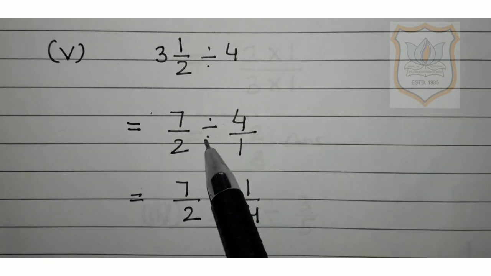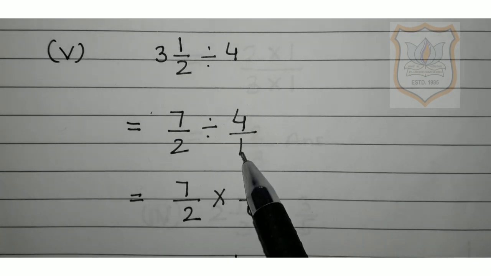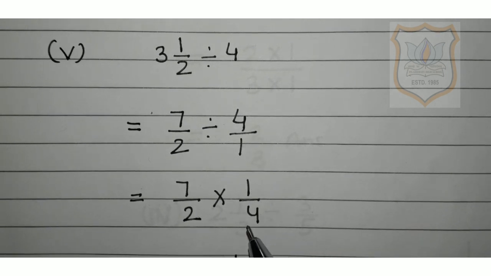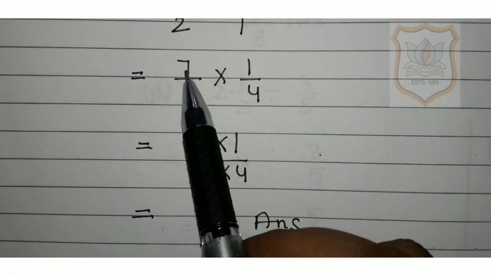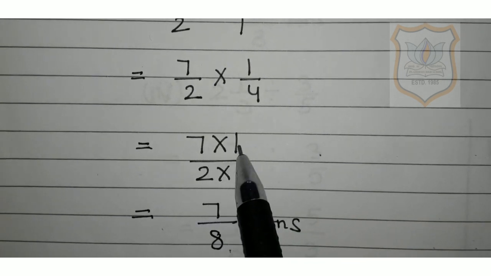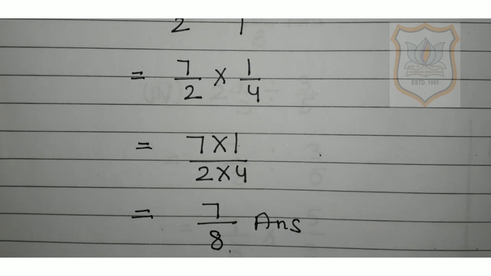Now I will convert this division into multiplication and the reciprocal of 4 upon 1 will be taken. So the reciprocal of 4 upon 1 is 1 upon 4. Now our question will become 7 upon 2 multiplied by 1 upon 4. According to the formula, 7 is multiplied by 1 and 2 is multiplied by 4. 7 ones are 7 and 2 fours are 8. And this is the answer of the fifth part of question number 3.